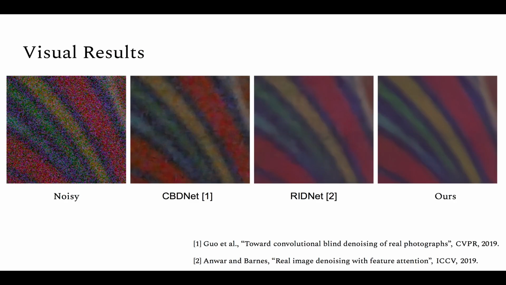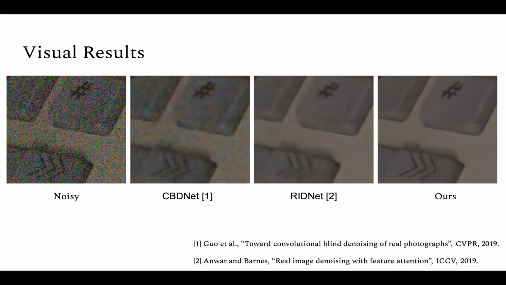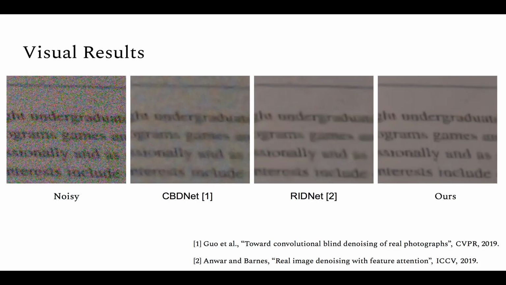Now I will show some visual results. In this example, it can be seen that our method is effective in removing real noise, whereas the competing algorithms RIDNet and CBDNet are not able to completely remove noise and their reproductions have splotchy textures. In this example, we show that our method recovers the structural content better than other approaches. Here's another example. And in this final example, compare the recovery of the text.